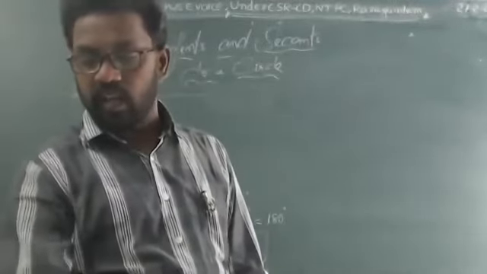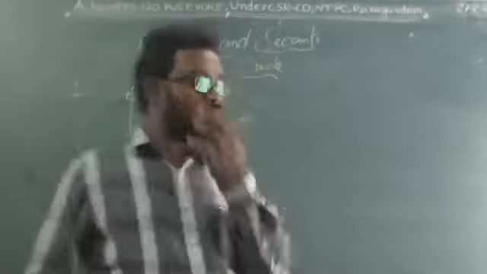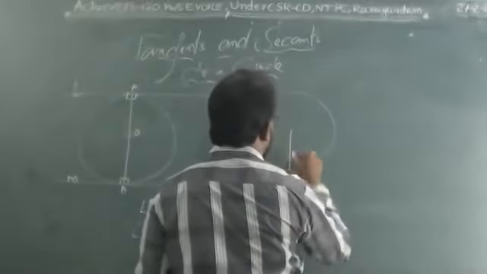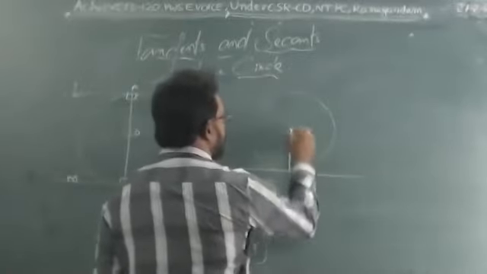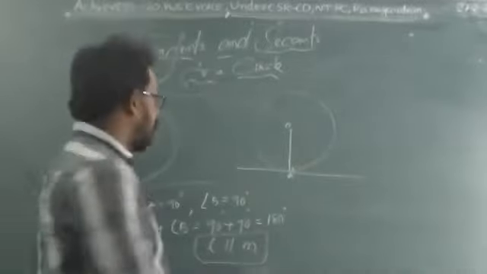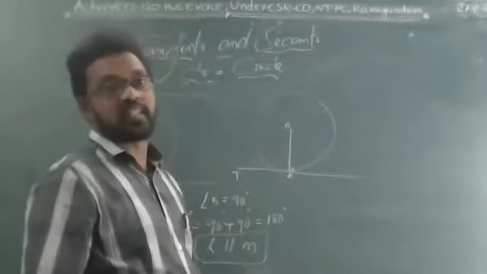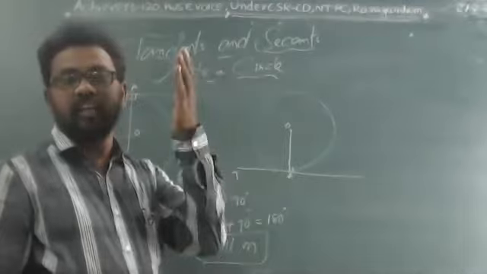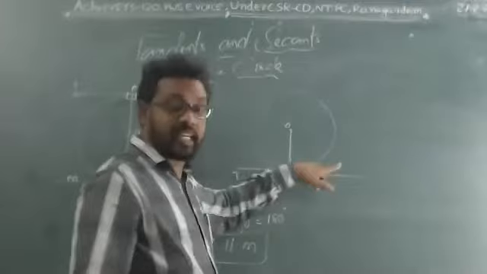Same like that, the theorems are there, 9.1, 9.2. What is the 9.1 theorem here? Simple. The shortest length from the center, let us take O, and A is the point of contact, and TA is a tangent. Which side is the shortest one? Wherever it intersects at perpendicular. So this is a perpendicular, at 90 degrees.